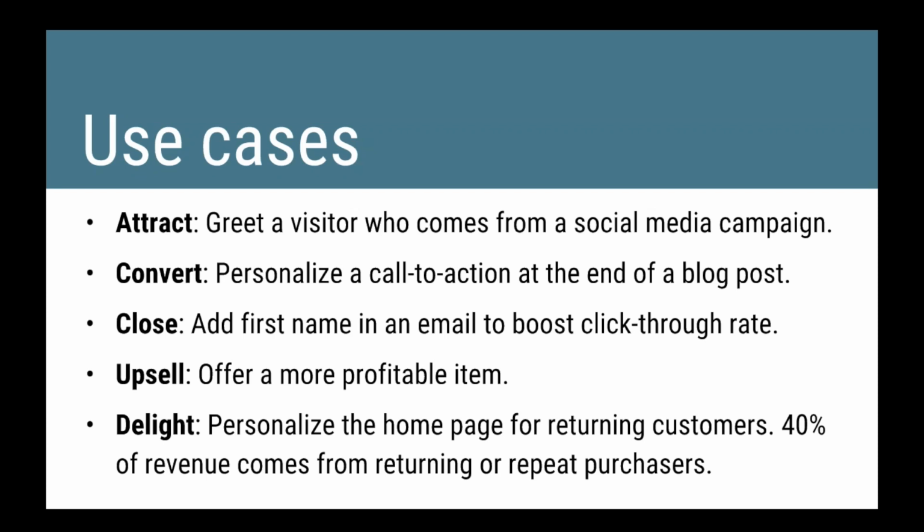At the convert stage, you could personalize a call to action at the end of a blog post. Let's say you have a blog post describing your product or offering. Create a couple of different variants of it. Create a different call to action at the end for somebody who's a stranger and for somebody who already knows your product. Let's say you might want to offer a white paper or an ebook download to a new visitor, but promote a webinar instead for somebody who already knows you and what your product is all about.